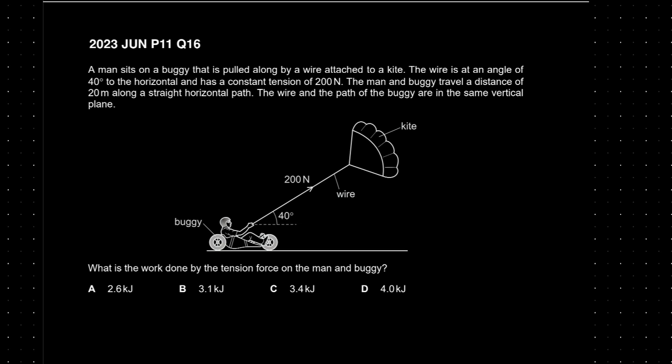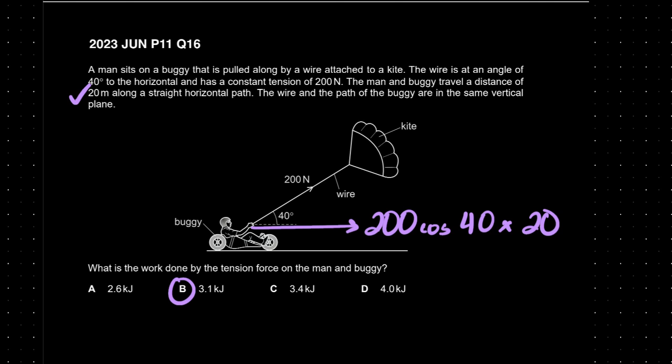Also not really difficult. You know that work done is the product of the force and the distance moved in the direction of the force. Here it's moving horizontally, so 200 cos 40 is the force, and the distance it moves was given as 20 meters, right? So you just multiply the two together and you get the answer as B, 3.1 kilojoules.